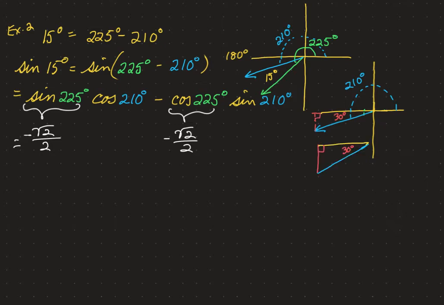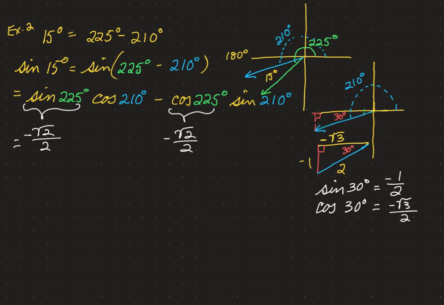We have a 30-60 right triangle. The measures of these sides are: the side opposite of 30 degrees is always 1, but in this case it's going down, so it's a -1. The hypotenuse is always 2, and the longer side, the side adjacent to 30 degrees, is the square root of 3. However, this is going in the negative x direction, so it's a negative square root of 3. So the sine of 30 degrees is the opposite over the hypotenuse. The cosine of 30 degrees is the adjacent over the hypotenuse.